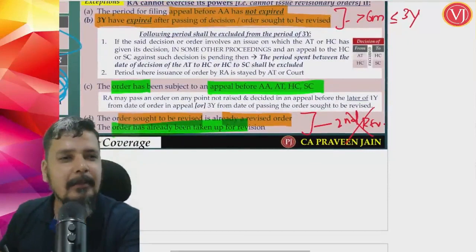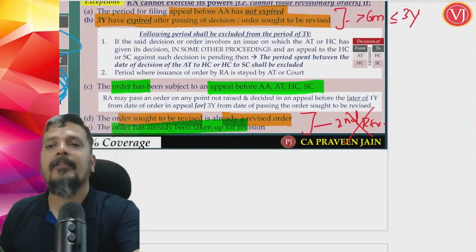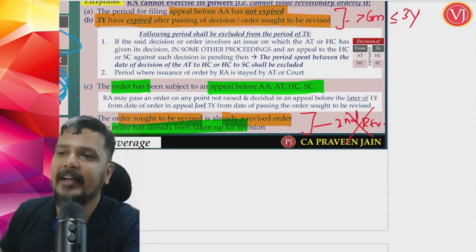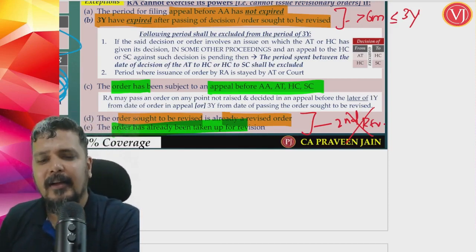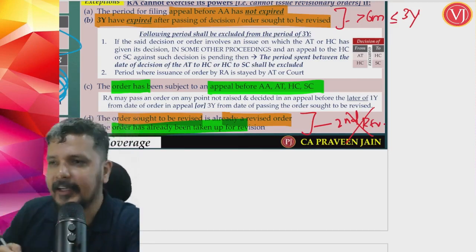The meaning of this is simple. First time revision is already done or first time revision is taken up but still pending. You cannot go for second revision. See, what are the simple matters? It can take up the matter after 6 months but before 3 years. Second time revision not possible. If the order is already touched by someone, it cannot take up the matter.